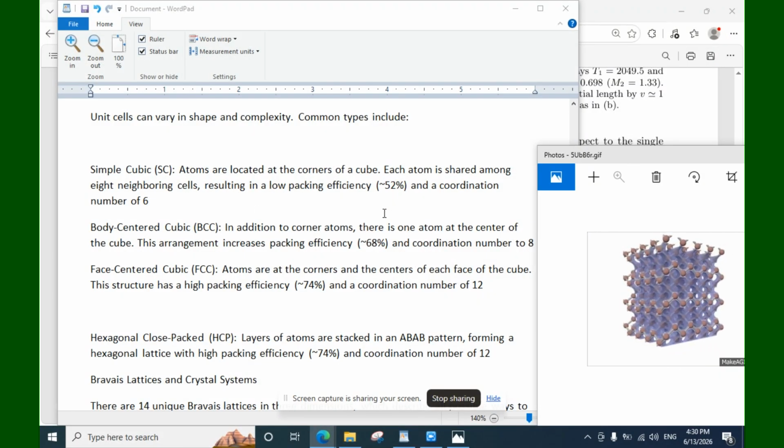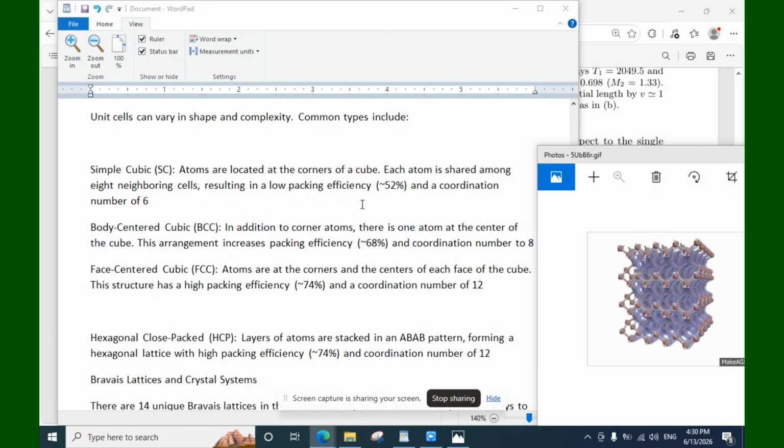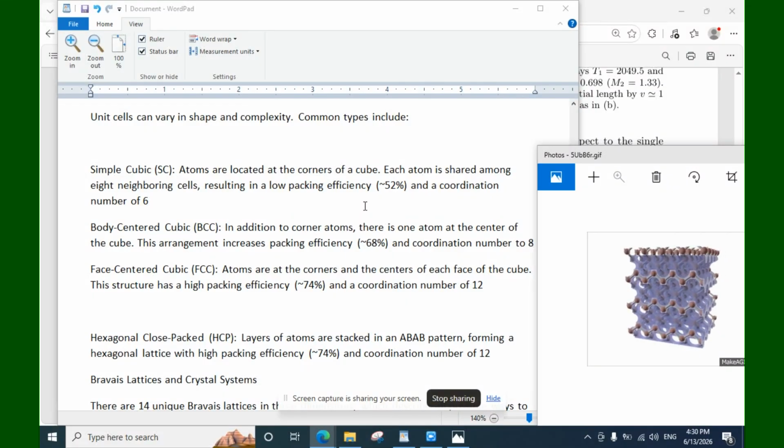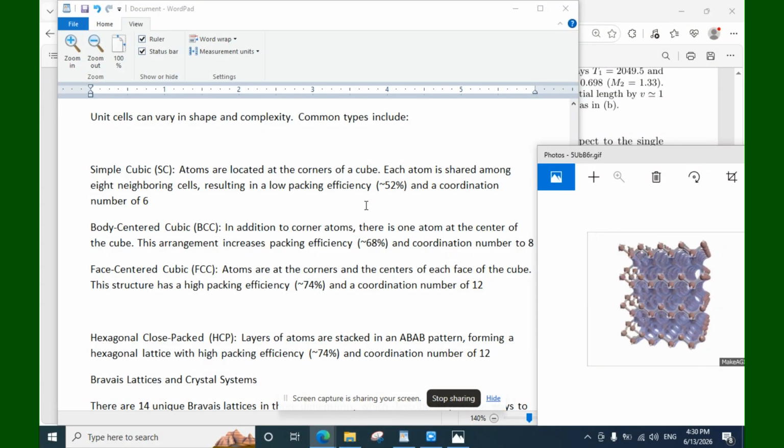Each atom is shared among 8 neighboring cells, resulting in a low packing efficiency of almost 52% and a coordination number of 6. Body-centered cubic (BCC). In addition to corner atoms, there is one atom at the center of the cube. This arrangement increases packing efficiency up to 68% and coordination number to 8.